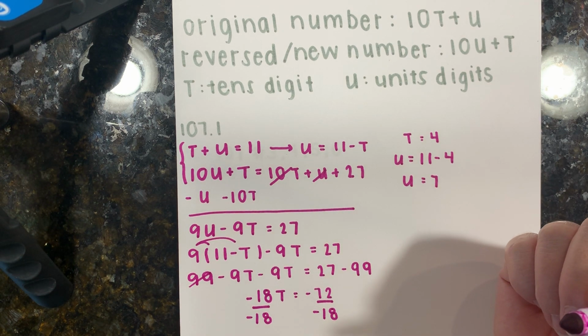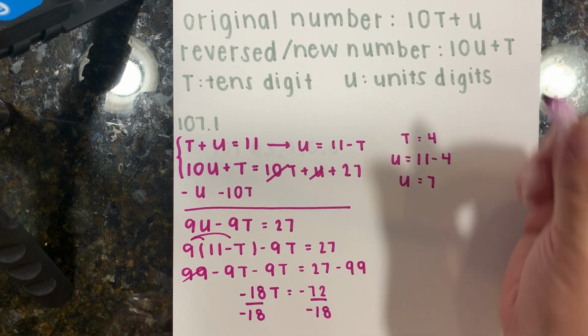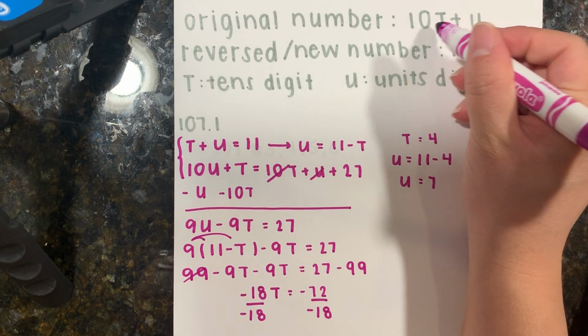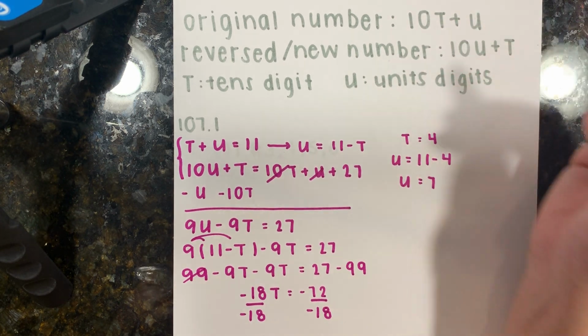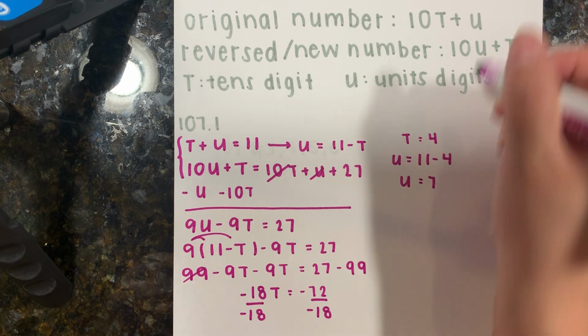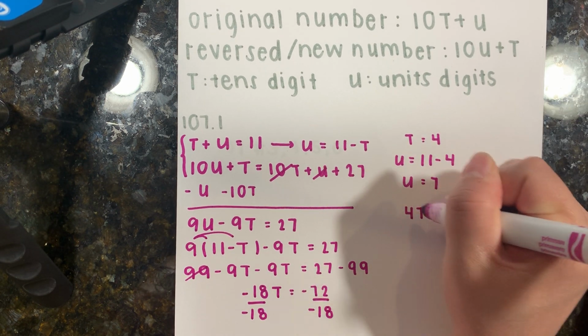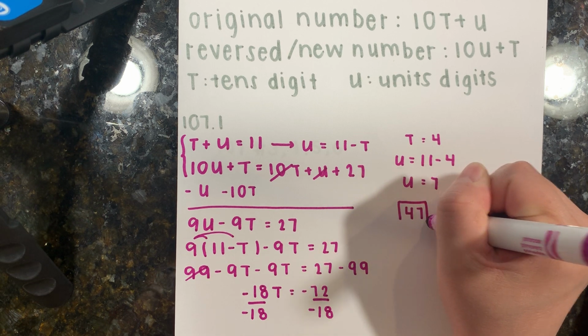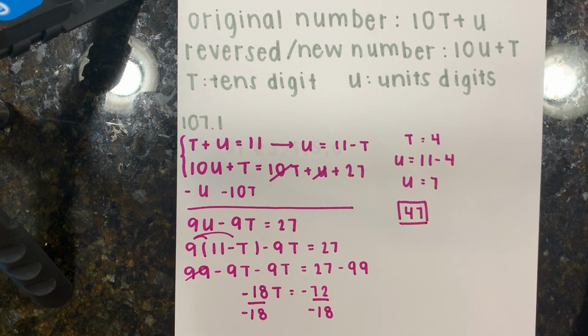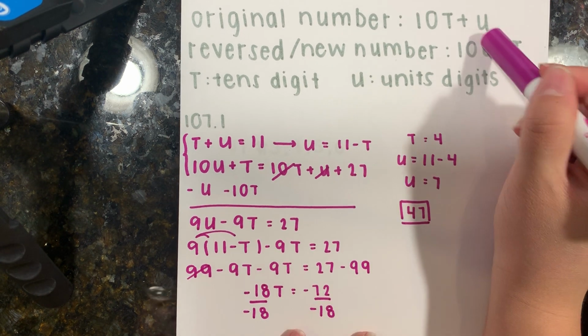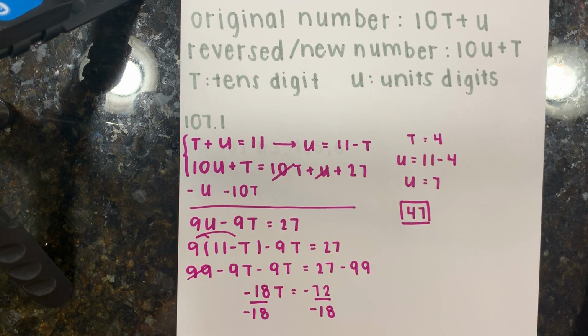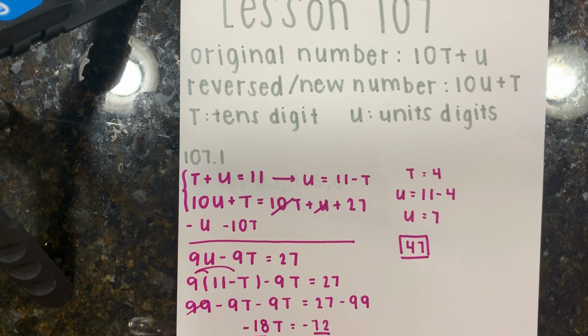And the question is, what is the original number? Well, if I multiply 10 times 4, that is 40, and then you add the 7, your answer is going to be 47, and that is your result. So you need to know both of these equations in order to complete this problem. That's going to take some memorization.